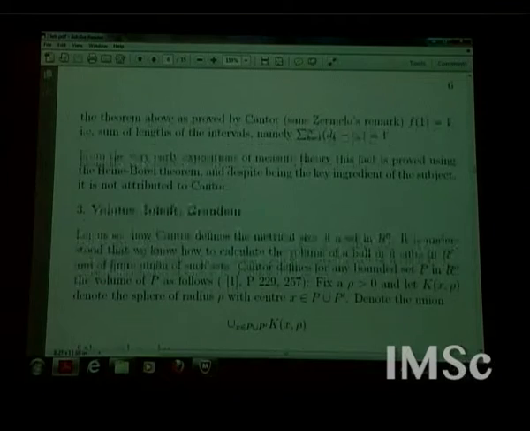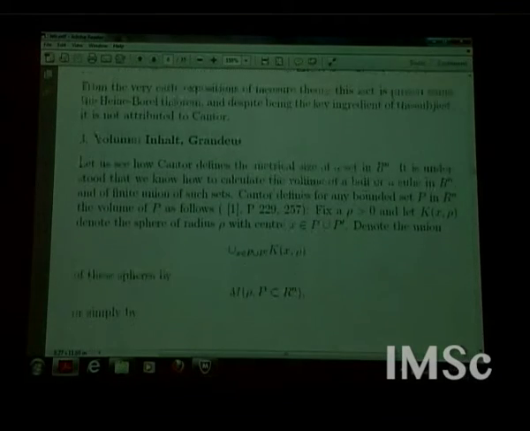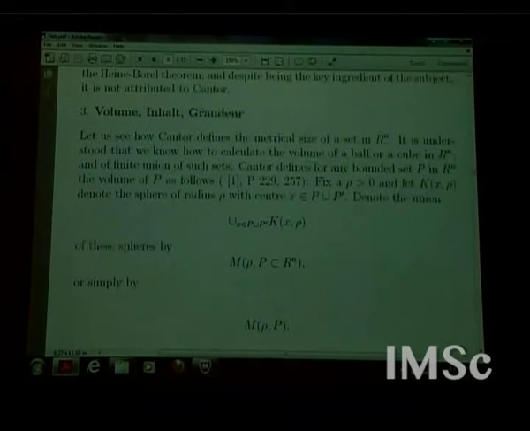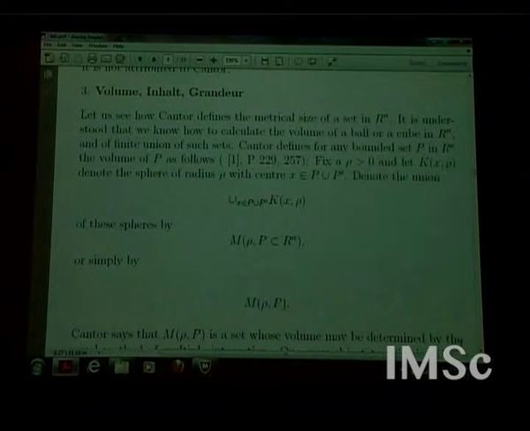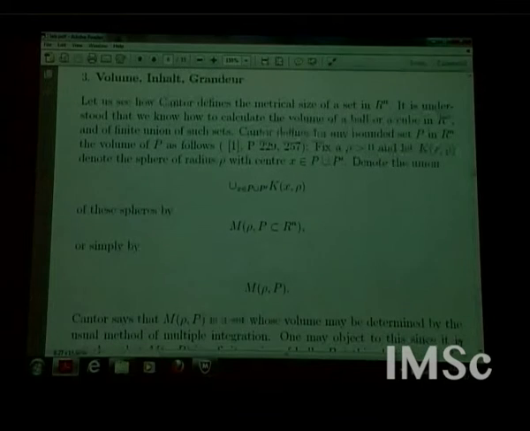Now, for volume, he gives three different names, volume, inhalt, and grandeur, so he doesn't want to miss people in England and France in his definition. Let us see how Cantor defines it. He must have thought this very important, because he wrote one or two papers in French in Acta Mathematica on what he had already done in German. This part is also in the German paper and in Acta Mathematica, in correspondence with the editor. Let us see how Cantor defines the metrical size of a set in Rn.